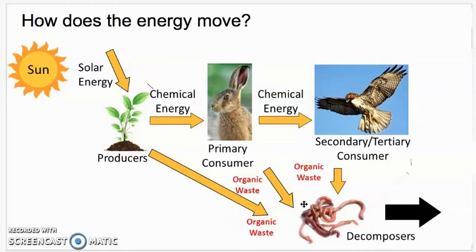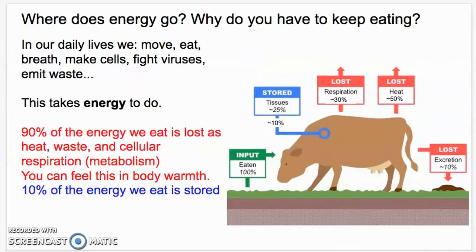Now, this food chain or food web is correct, but it is incomplete. It doesn't show where most of the energy goes. So where does most of our energy go, and why do you have to keep eating? In our daily lives, we move, we eat, we breathe, we make cells, fight viruses, emit waste, all of those things. And this takes energy to do.